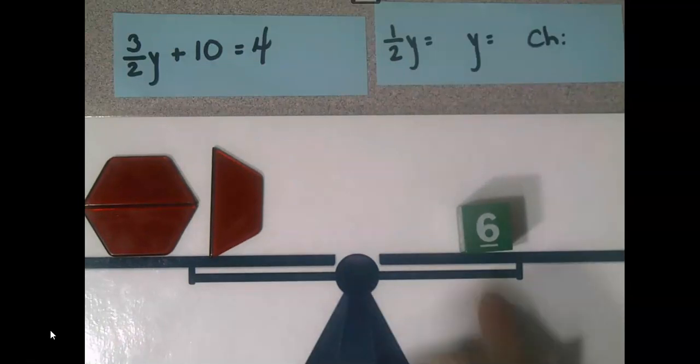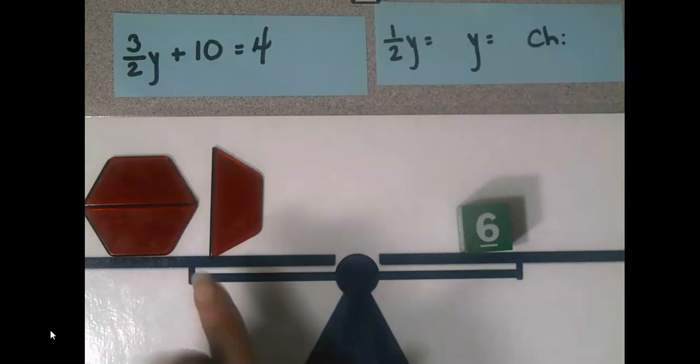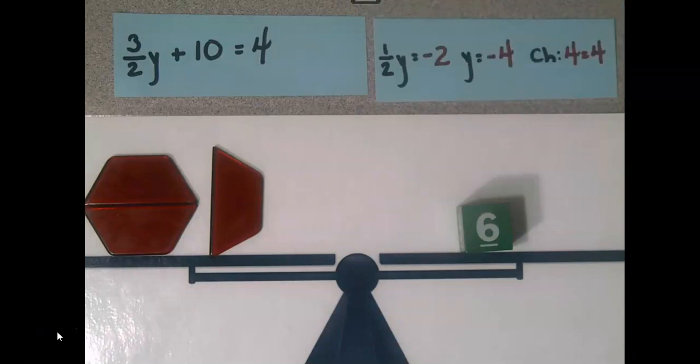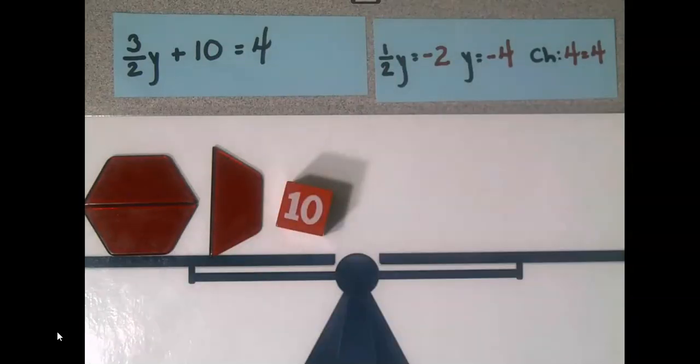So if 3/2 y equals 6, then 1/2 y equals negative 2. I'm sorry, 3/2 y equals negative 6, so 1/2 y equals negative 2. So my solution is that 1/2 of y equals negative 2, which means that y, which is double, is negative 4, and then I'll set my equation back up to do my check.